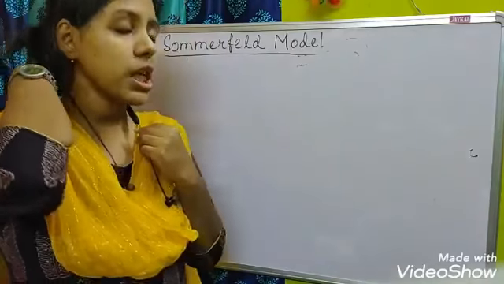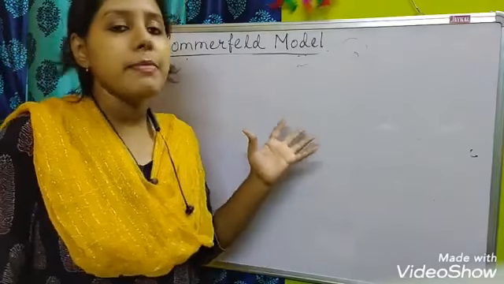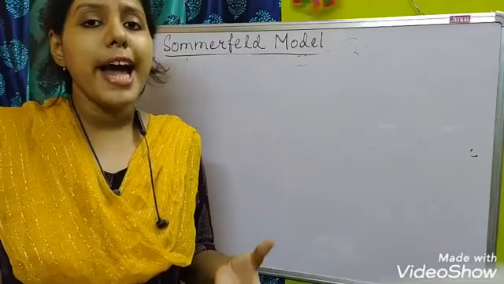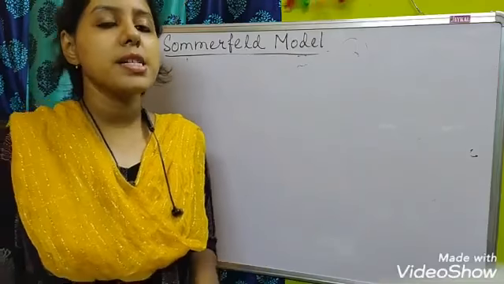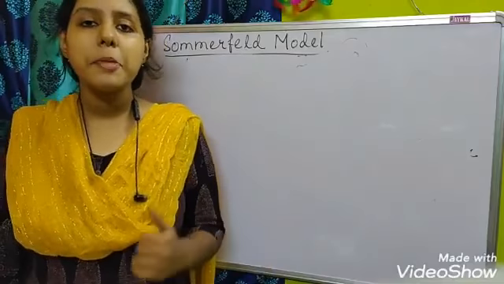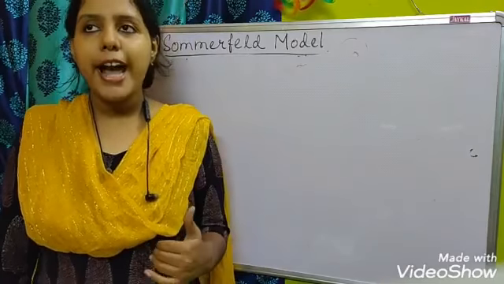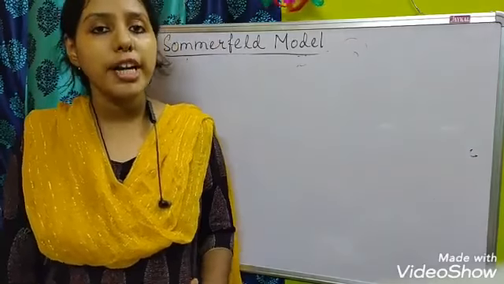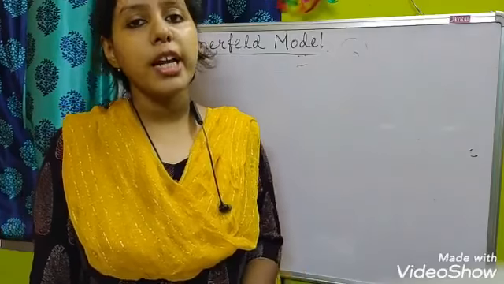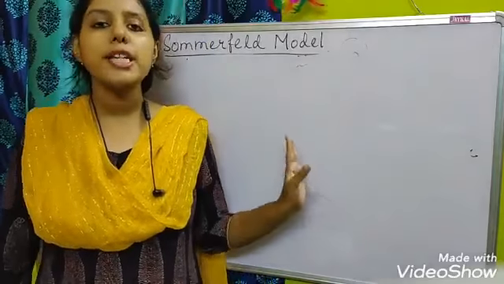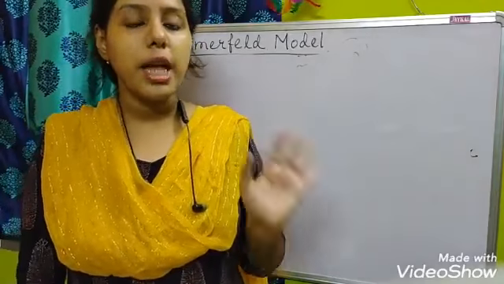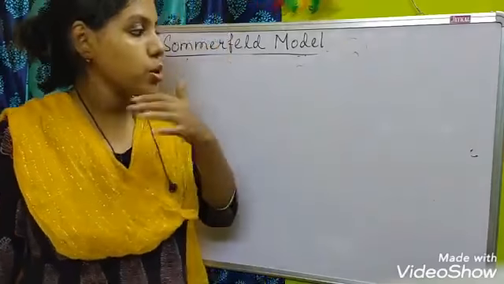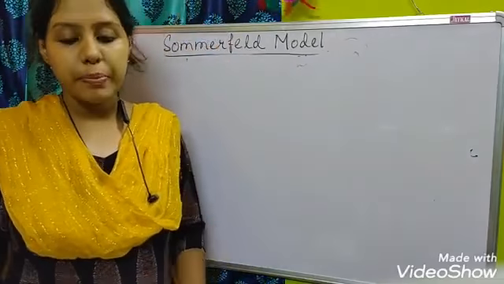Next is that the atomic model of Sommerfeld contradicts the principle given by Heisenberg, known as Heisenberg's uncertainty principle, that tells us that at the same time we cannot calculate both the position of the electron as well as the momentum of the electron. But Sommerfeld's theory contradicts the principle of Heisenberg. So these are all the demerits of Sommerfeld's theory.